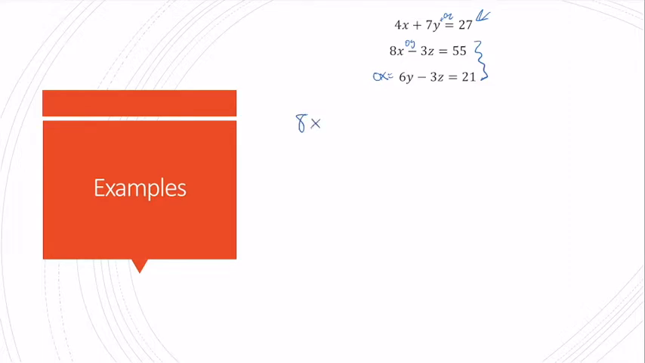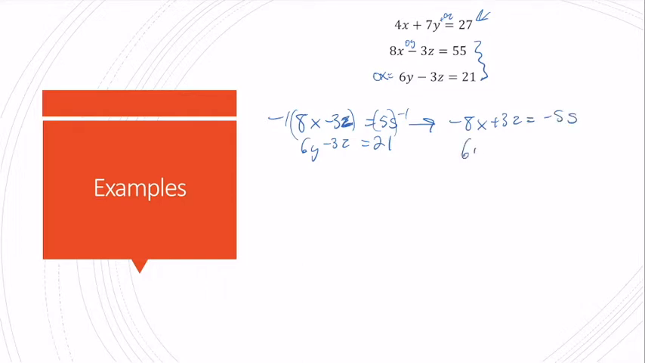So I'm going to take 8x minus 3z equals 55, and 6y minus 3z equals negative 21. In order to change the sign of the coefficient, I'm going to multiply this first equation by negative 1 on both sides. So I get negative 8x plus 3z equals negative 55. And I go ahead and add that to 6y minus 3z equals negative 21.